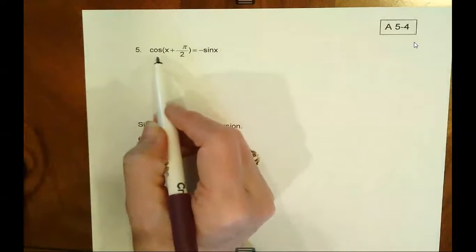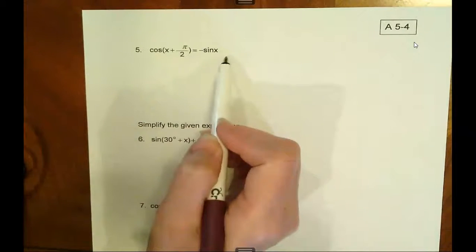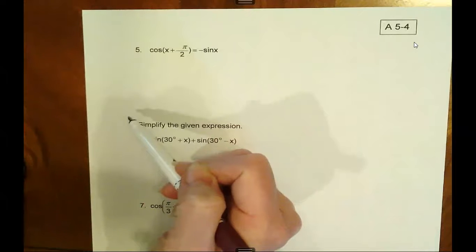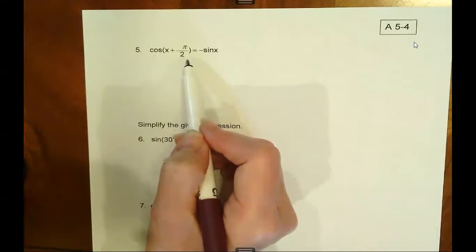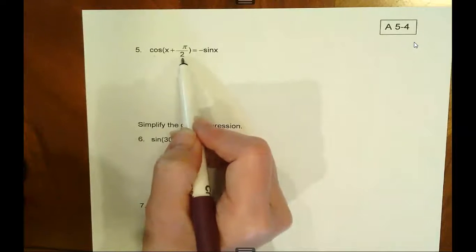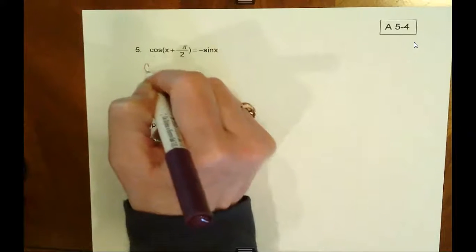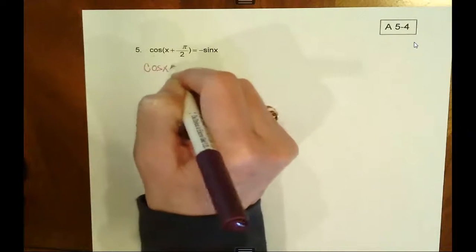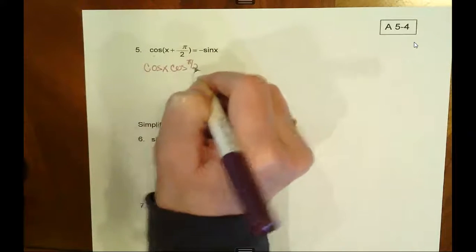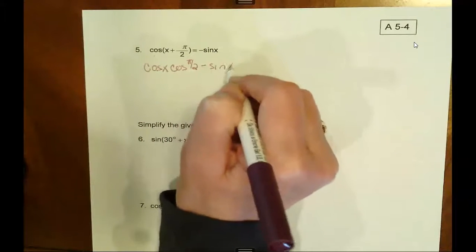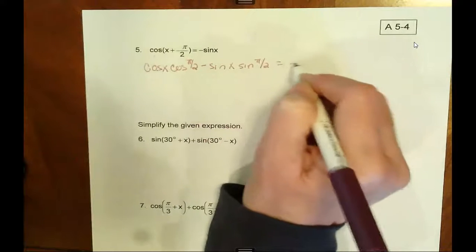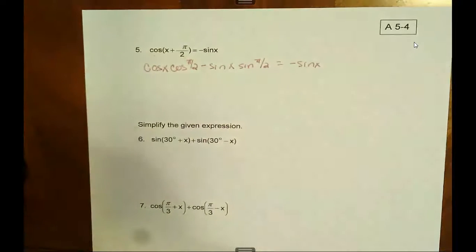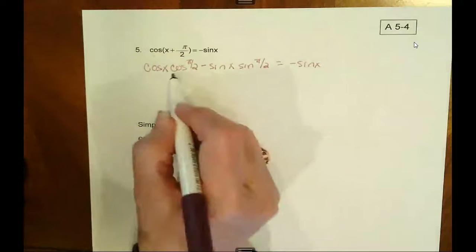So numbers 4 and 5, you're just supposed to make the left side look like the right, like we did in all of our proofs. So we're just going to expand this out using the sum formula for cosine. So this would be cosine of x, cosine of pi halves, minus sine of x, sine of pi halves equals negative sine x. All right, so the ones that have an actual value we could solve.